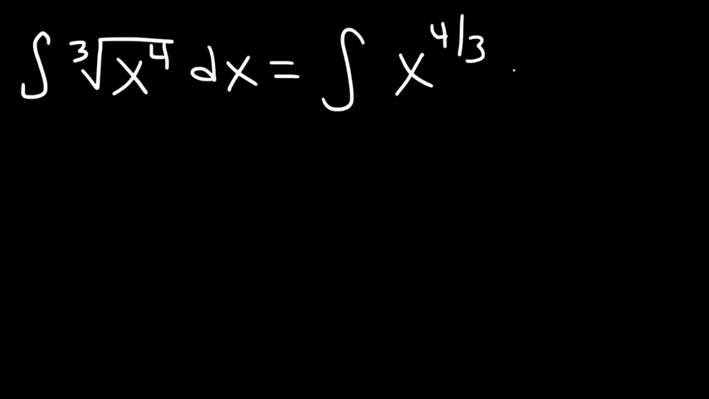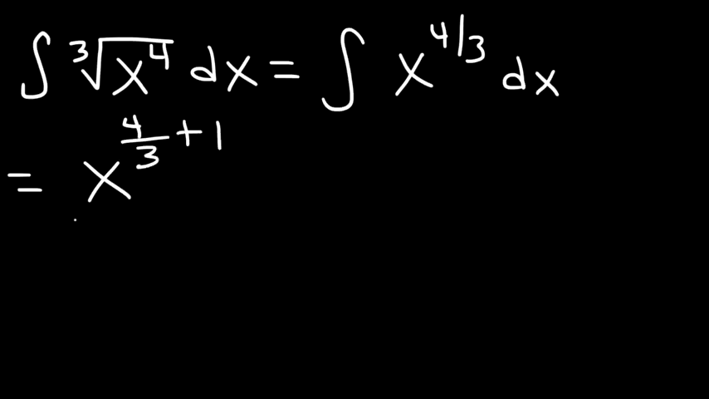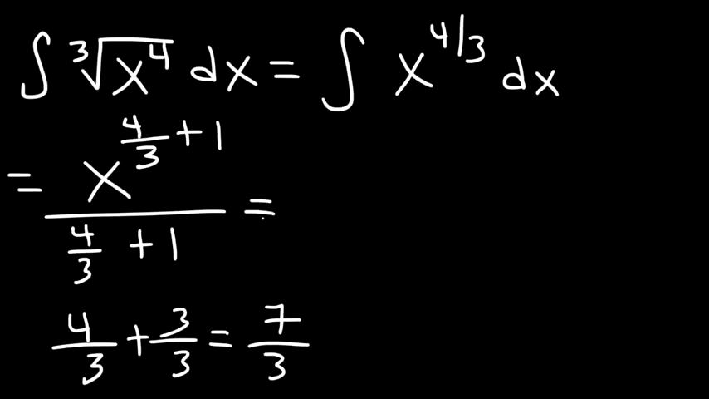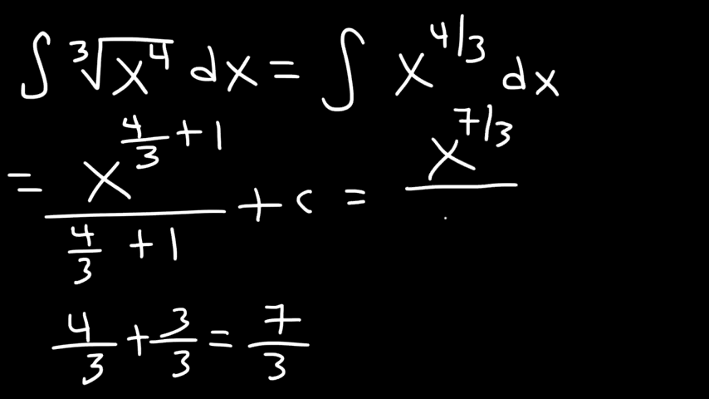So now, let's integrate the expression. So this is going to be x raised to the 4 over 3 plus 1 divided by 4 over 3 plus 1. Now we need to get common denominators, so I'm going to replace 1 with 3 divided by 3. And so now we can add the numerators of those two fractions. So 4 plus 3 is 7. And so what we have right now, let's not forget plus c, this is going to be x raised to the 7 over 3 divided by 7 over 3 plus c.